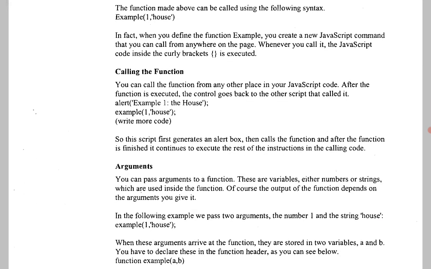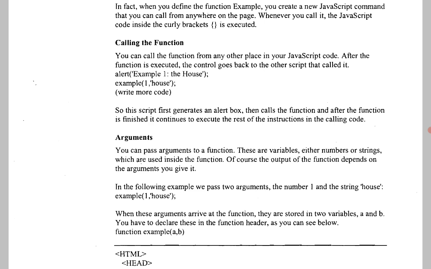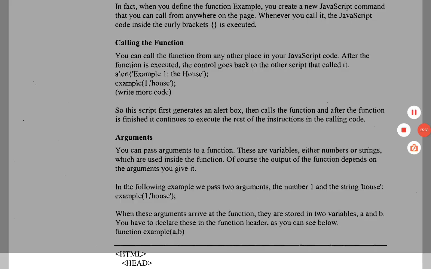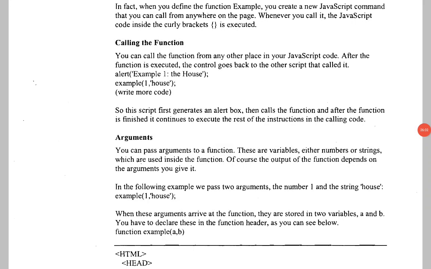So, calling a function. How to call a function in JavaScript? To call any function in JavaScript, we may simply use its function name, along with any parameters or arguments it has. Generally some functions have some arguments, and many functions do not have any arguments.